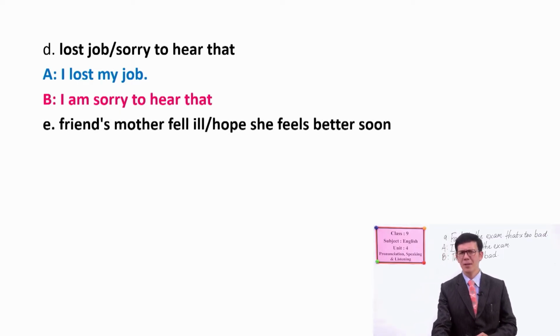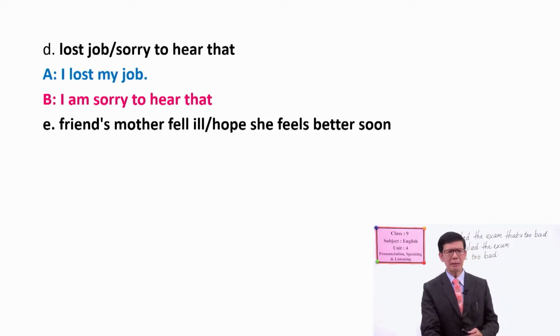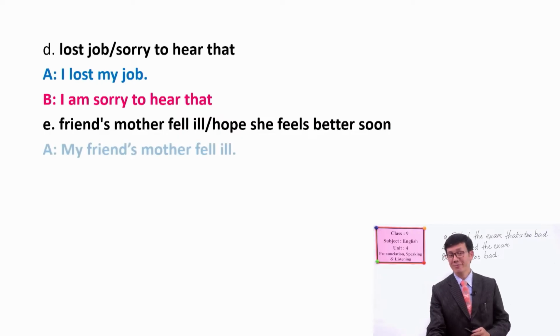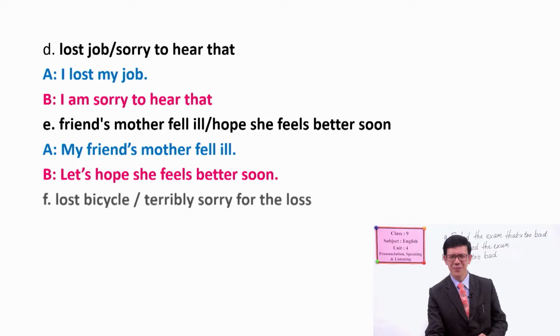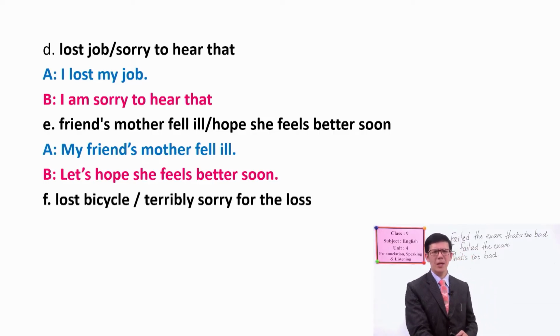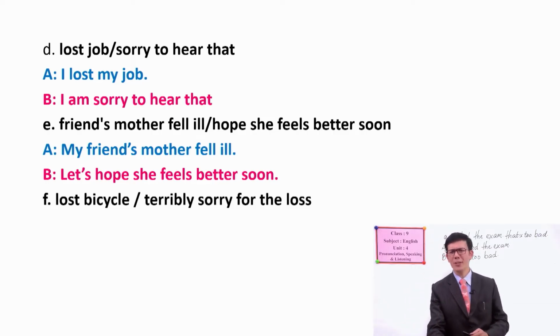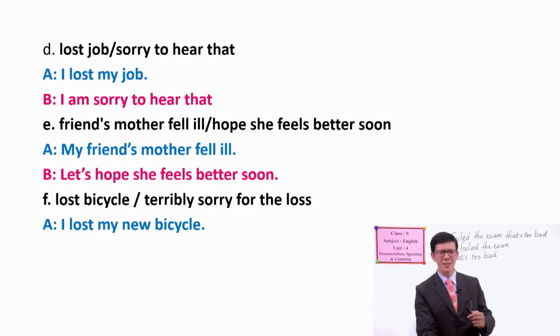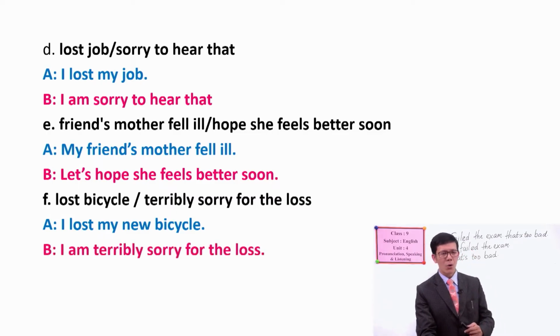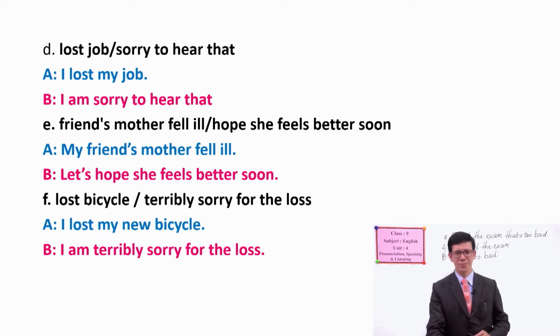Now, let's see. A friend's mother fell ill. Hope she feels better soon. So now, it says, my friend's mother fell ill. And B says, let's hope she feels better soon. Right? Let's see another one. Lost bicycle. Terribly sorry for the loss. So look at, I lost my new bicycle. Okay, and what does B respond? Oh, I'm terribly sorry for the loss.